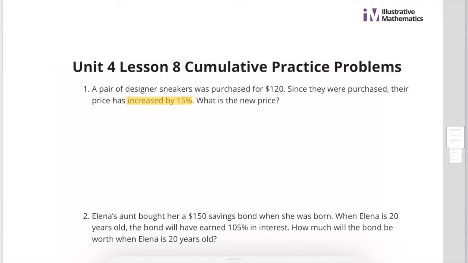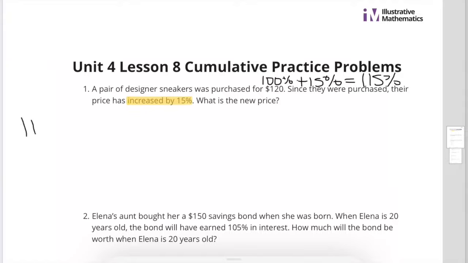So we know 120 is our 100%. And then we get an increase by 15%. So before, I've always had you combine it to 115%. But I want to show you a way you can do it kind of mentally in your head without having to always work things out.